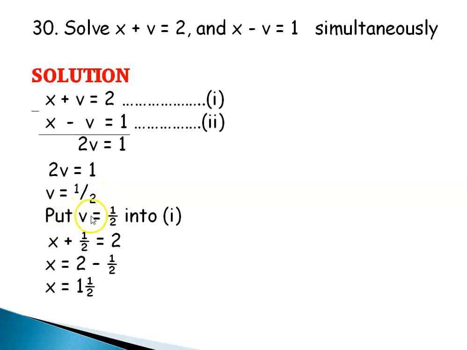Now put the value of v equals half into your equation 1. This is equation 1: x plus v is equal to 2. So x plus, instead of my v, I'm going to write half, is equal to 2. Bring this half to this side. X is equal to 2 minus half. 2 minus half is one whole number and half. So 1 and a half is the value of x. Is that taken? Very good.